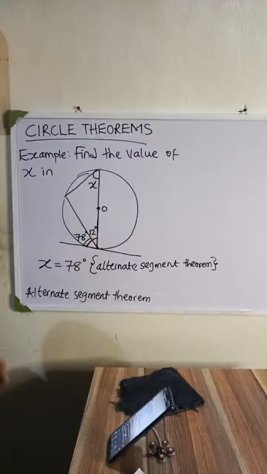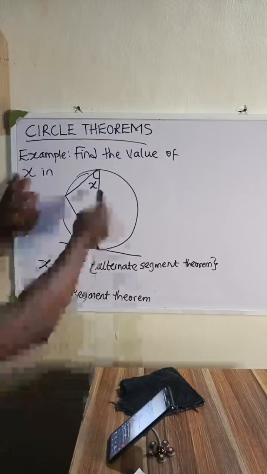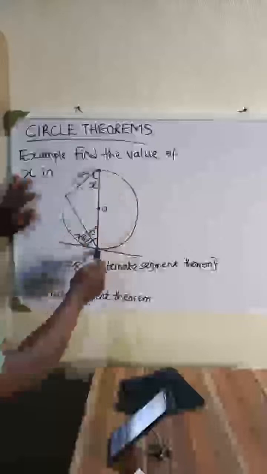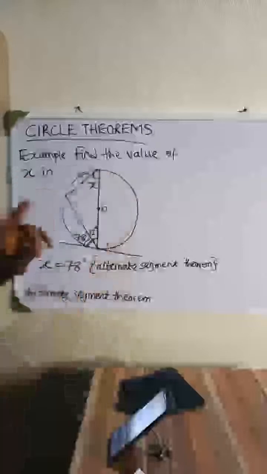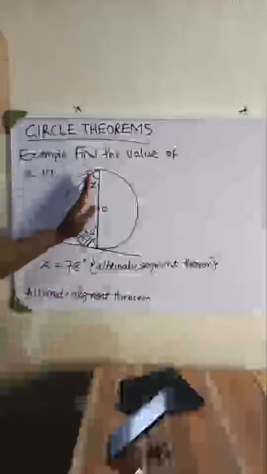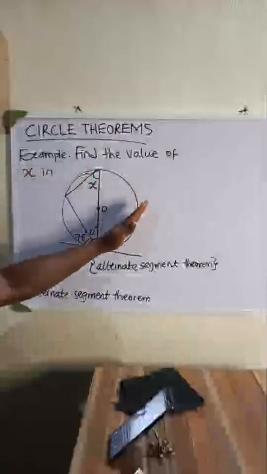And another principle we learned is angle in a semicircle is equal to 90 degrees. If you look here, this diameter cuts this circle into two equal parts. So this is a semicircle, this is a semicircle.